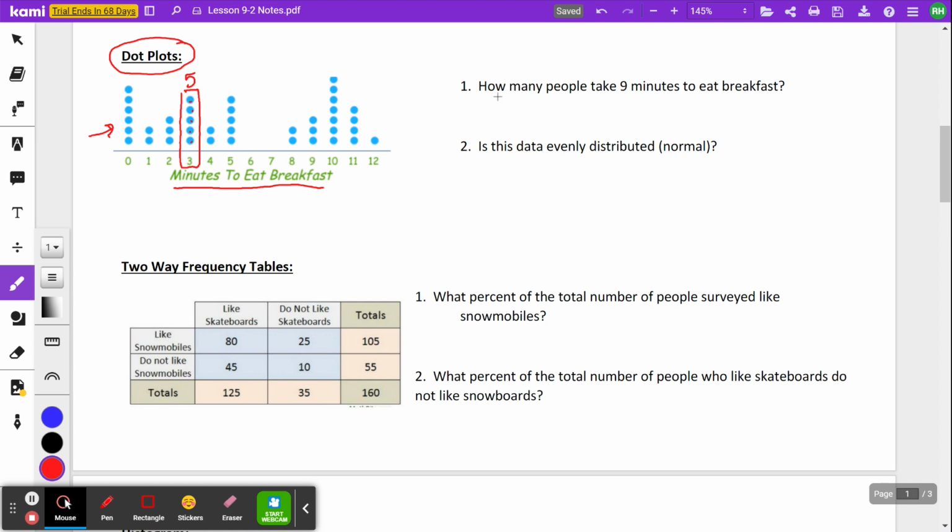First question: how many people take 9 minutes to eat breakfast? So again, I'm looking at 9. There are 3 dots there. So that means 3 people said they take 9 minutes to eat.